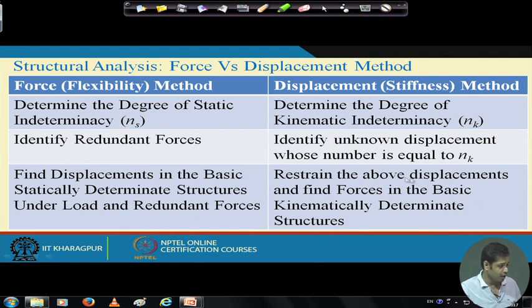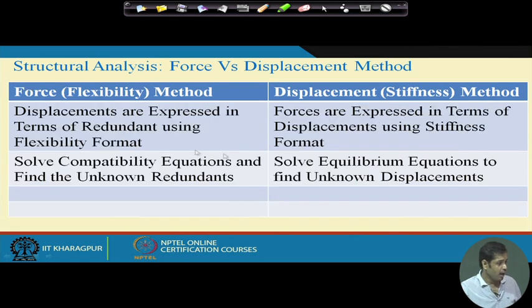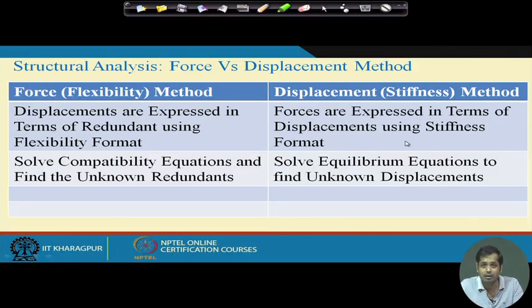Now the next step is, once we know the displacements, the displacements are expressed in terms of redundant forces using the flexibility format. But in the displacement method, we need to express the forces in terms of displacements in the stiffness format. Then in the flexibility method, we write the compatibility equation and solve it, and finally in the displacement based method, we solve the equilibrium equations for the unknown displacements.